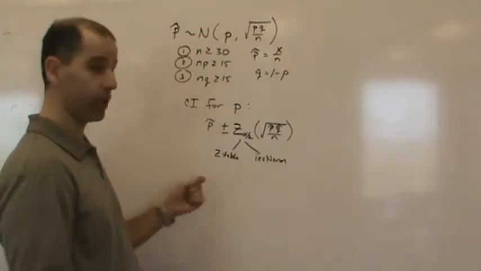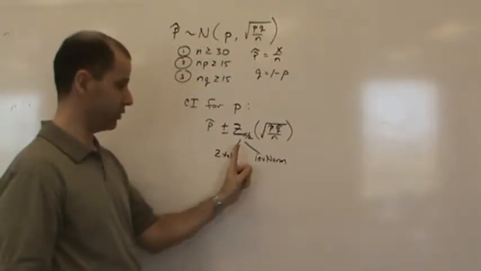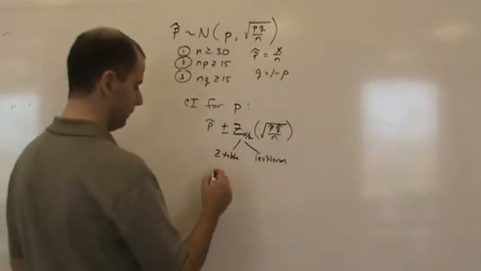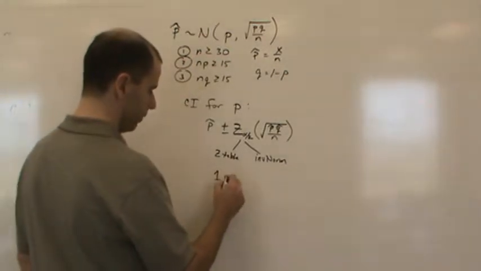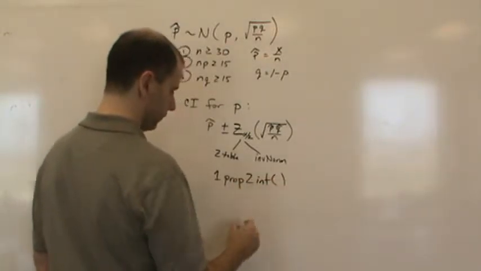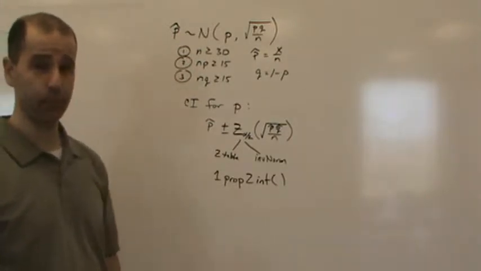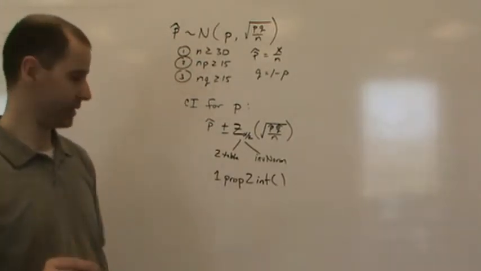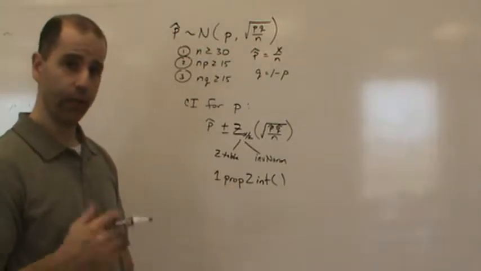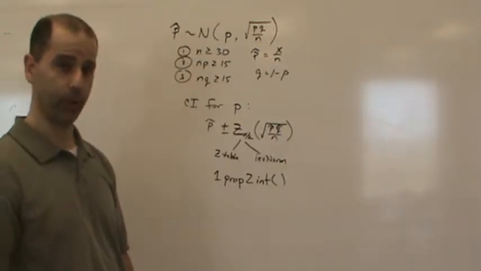But there's also a function on your calculator that will give you this interval without having to figure out what the critical value is, and that is going to be 1 prop Z int. Okay, so that's going to be under the tests menu. Go to stat tests, scroll down until you find this. This is the function that will give you the confidence interval for the population parameter P, the population proportion.